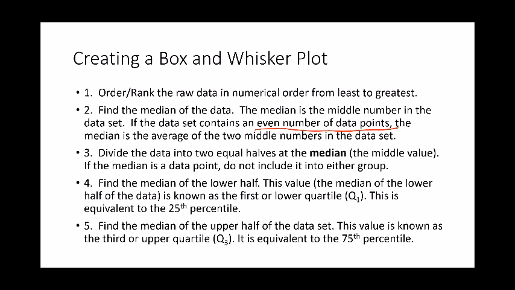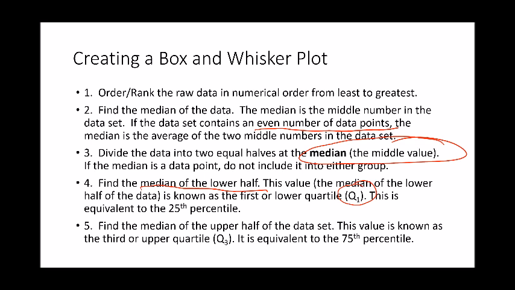After you find the median, you divide the data into two equal halves at the median. Remember, the median is the middle value. If the median is a data point, you don't include it in either group. Next, you find the median of the lower half of the data. The median of that lower half is called the first quartile, or Q1. It's the equivalent of the 25th percentile of the data.